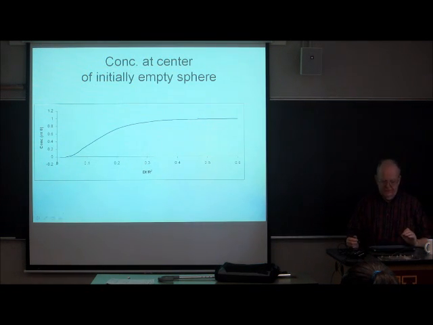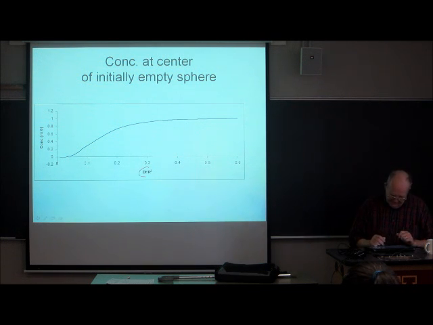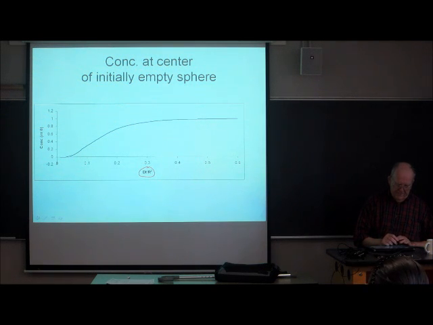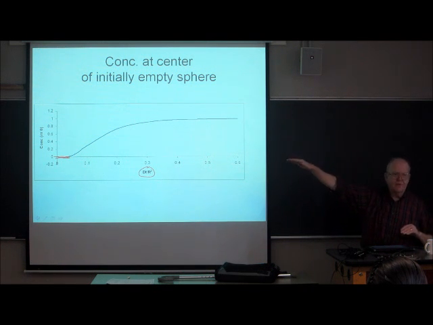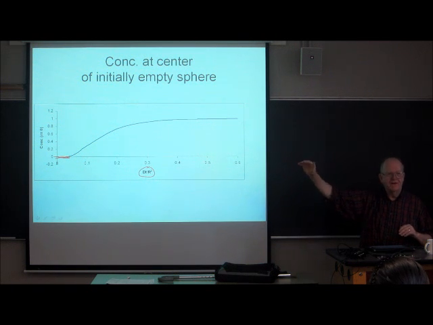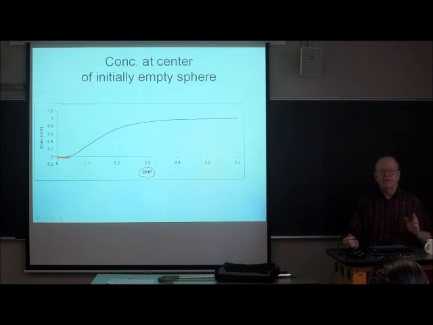Here's a plot of the concentration at the center of the initially empty sphere versus Dt over r squared. And you can see it stays quite low for an appreciable time. Then it comes up and then gradually rolls over, and ultimately, way out there, it would become exactly 1, but that would be at Dt over r squared equal to infinity. Now, we don't care about perfect behavior.